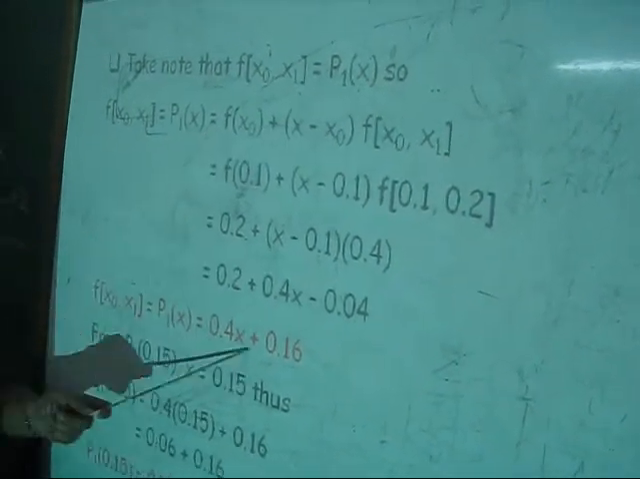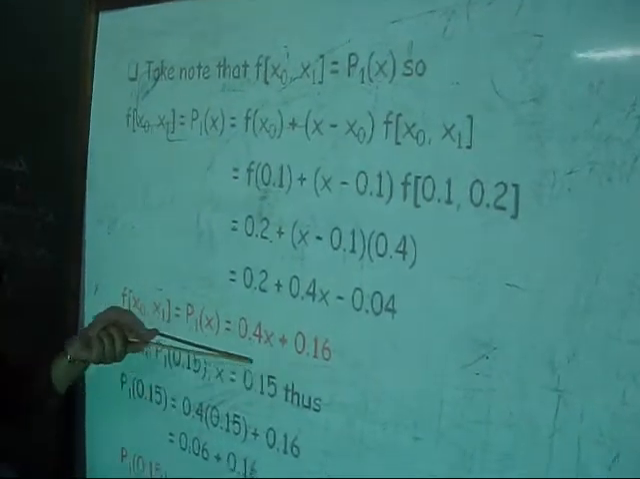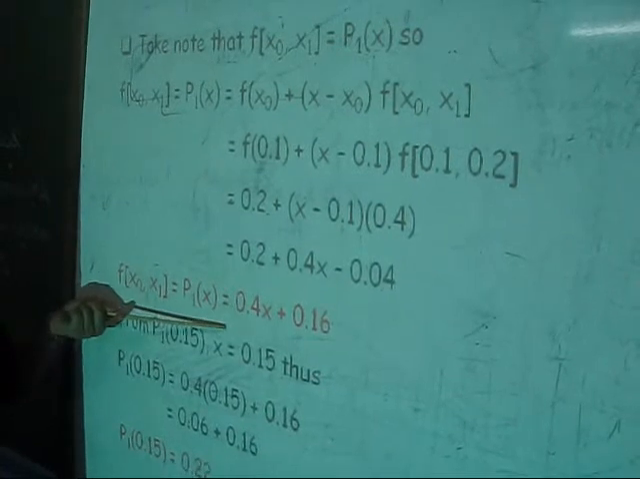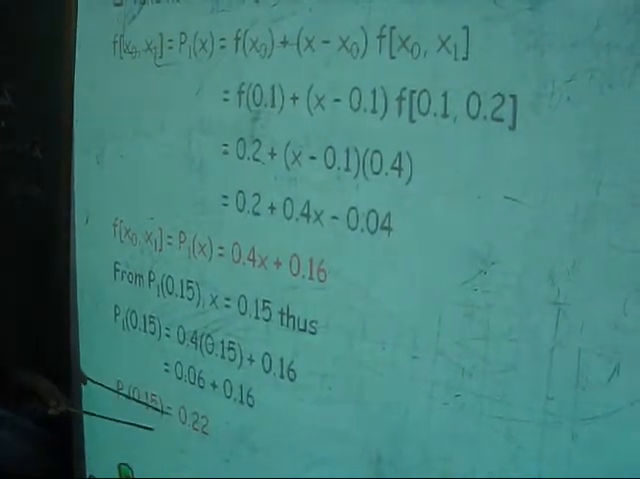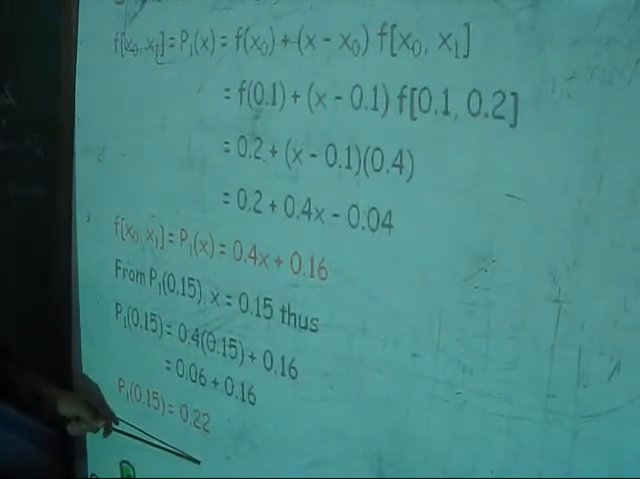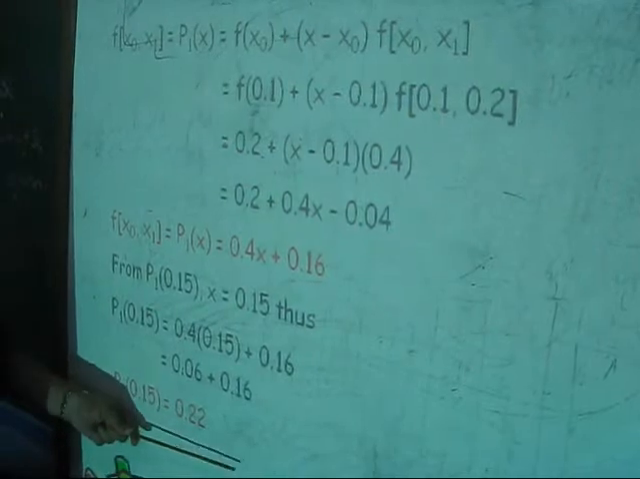So using this formula and substituting the given values, we will arrive at this interpolating polynomial, which will be needed to get the approximated value of the given polynomial. Therefore, p sub 1 of 0.15 is equal to 0.22.